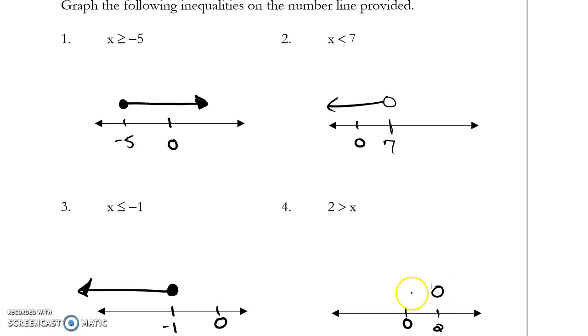It is an open circle, but I can't shade which direction until I put X on the left, 2 on the right. The arrow points at X, so it points at X here. This is what I graph. X is on the left, arrow points left, shade left.